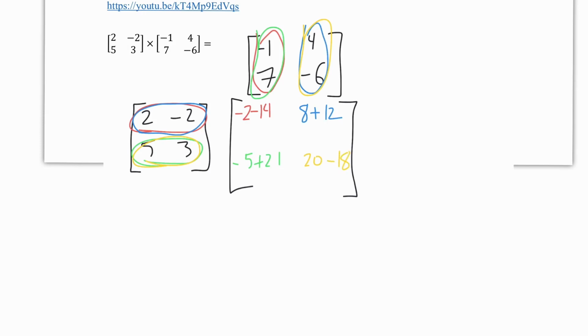And so then you go ahead and do the addition to simplify it. So this gives us -16, 20, -16, and 2. So it's not obtained by doing 2 times -1, which would give -2. That does not give us the correct answer. It's this combination of multiplying the rows of the first matrix by the columns of the second matrix.